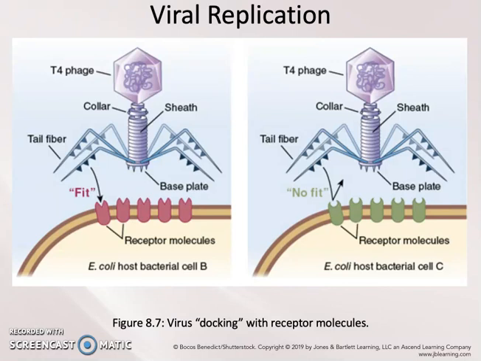On the other hand, HIV can only infect white blood cells, and even then, only specific or certain types of white blood cells. So while smallpox has a broad tropism and can infect many different tissue types, HIV has a very specific tropism and can only infect one type of cell. That's adsorption. Next comes penetration.